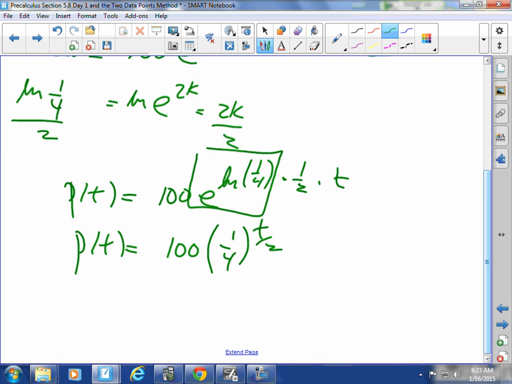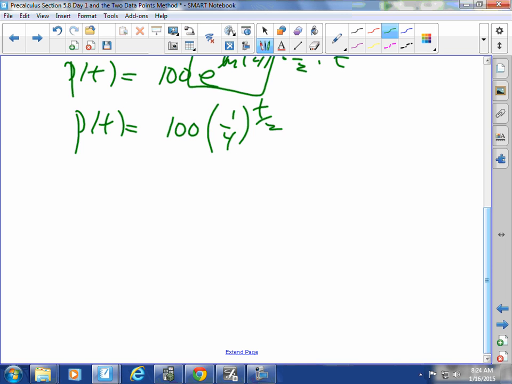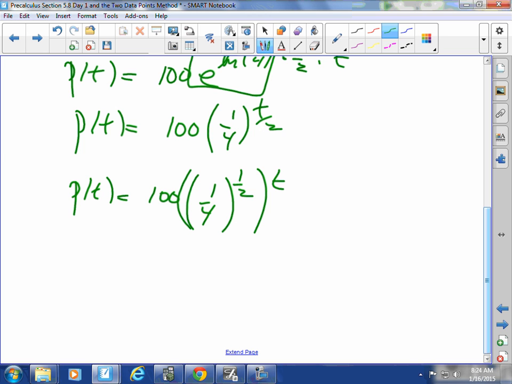And that tells me what's really happening here. The y-coordinates are being quartered every 2 units of time. The y-coordinates are being multiplied by 1/4 every time 2 units of time goes by. Now, the next thing I can do is I could say this is really P of t is 100 times 1/4 to the 1/2 all to the t power. Give me 1/4 to the 1/2 power. What is it? A half. It's 1/2 to the t.